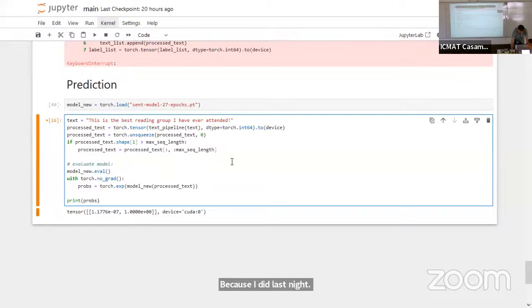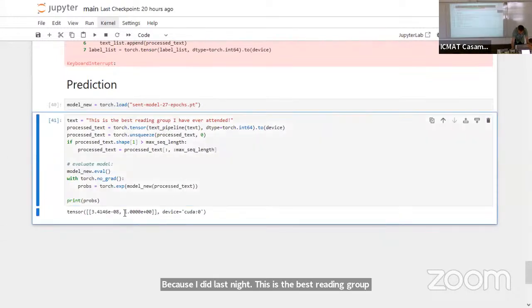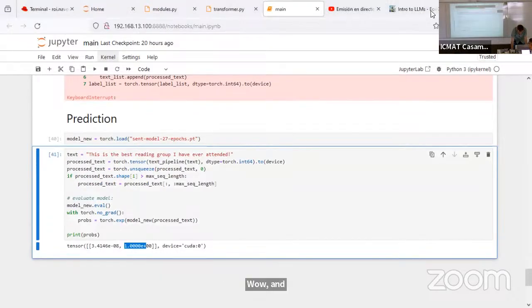This is the best reading group I've ever attended, and it's going to tell you with very high probability, or probability 1, this is possible. Okay, so it works.